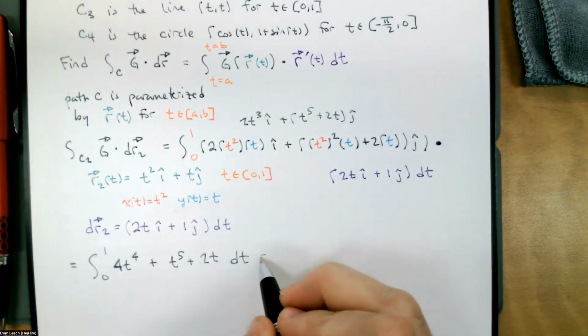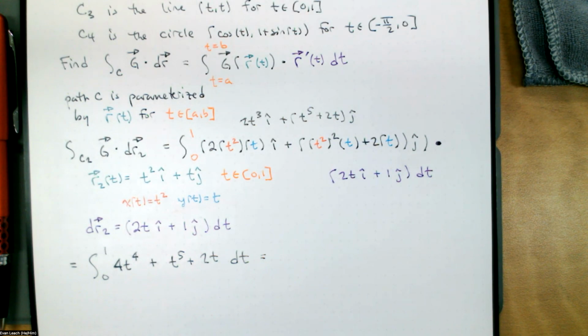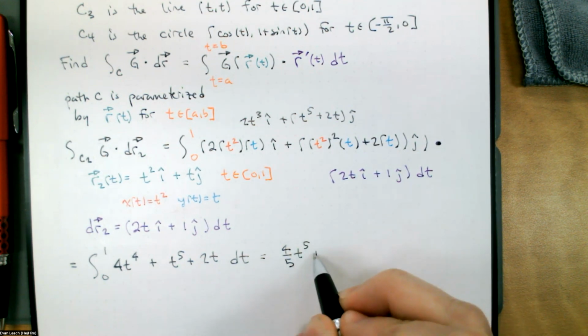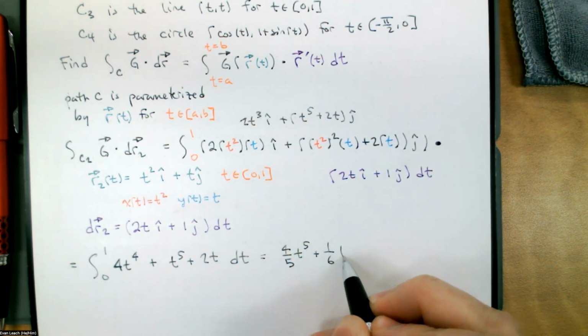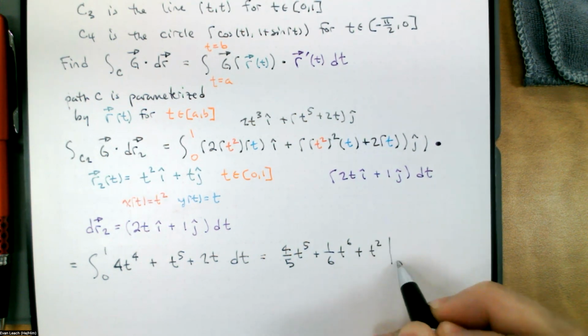So now we can integrate with respect to t. We've done the dot product. So now we can do our integration with respect to t. I've got 4/5 t to the 5th plus 1/6 t to the 6th plus t squared evaluated from 0 to 1.